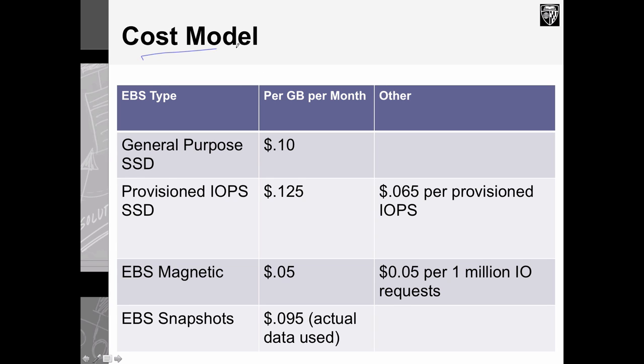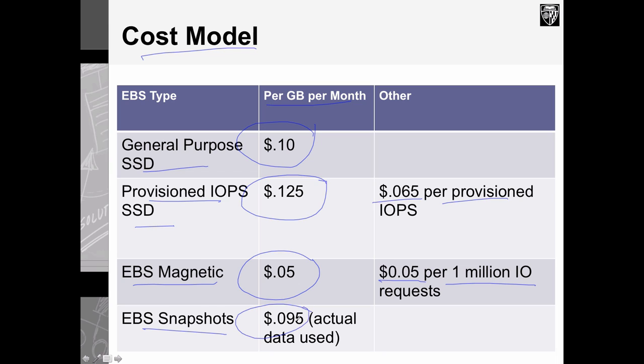Let's talk about the pricing model for EBS volumes. Because there are three different types of EBS volumes, there are different prices for those options. For general purpose SSD, you'll pay 10 cents per gigabyte per month. For provisioned IOPS SSD, the cost is 12.5 cents per gigabyte per month. In addition to that, you'll be paying around 6.5 cents for the provisioned IOPS per month. The EBS magnetic volumes are the cheapest one. There you pay about 5 cents a gigabyte per month, but in addition to the storage, you're going to pay about 5 cents per 1 million IO requests. And the snapshots are about 9.5 cents, but it's based on the actual capacity used.